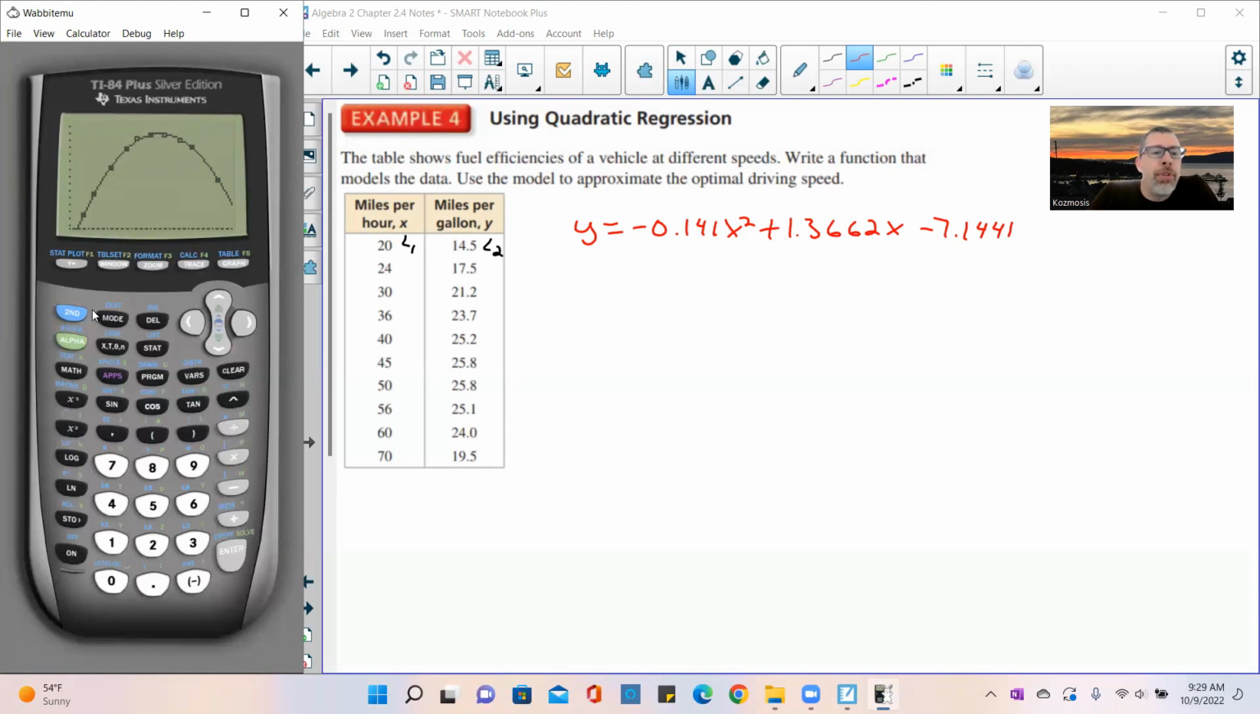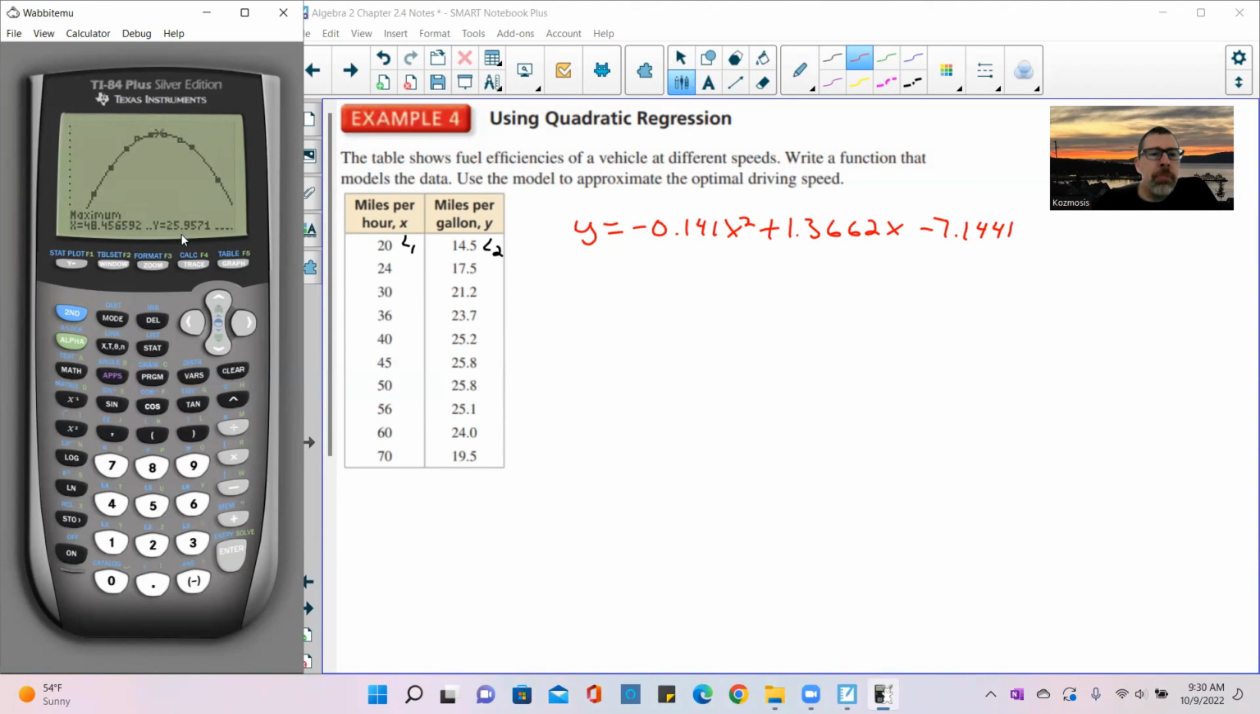So I'm going to go to second, calculate. See how it says calc in blue? And I want the maximum, which is number 4. So I want to be to the left of the maximum and press enter. And then I want to go to the right of the maximum, which is over here, press enter. And then it will say guess, and you hit enter. So my answer is down at the bottom.